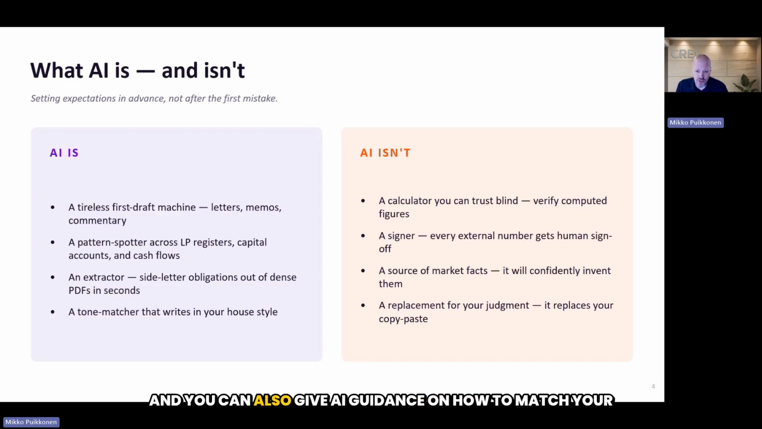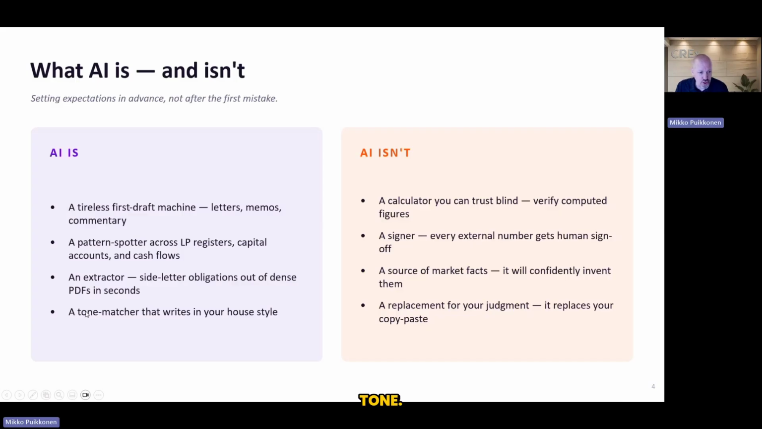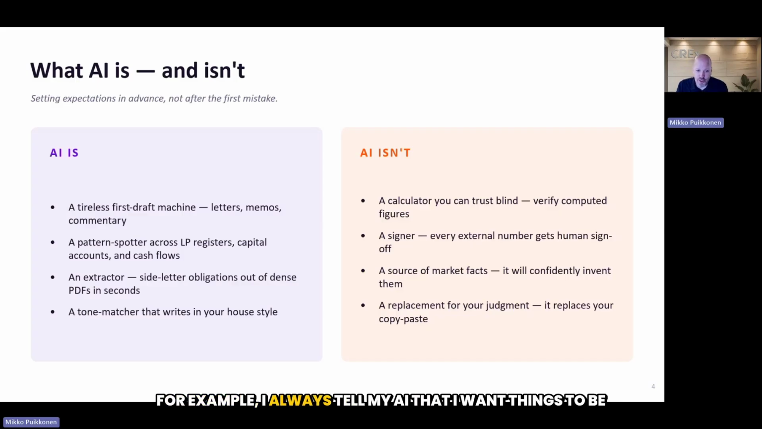You can also give AI guidance on how to match your tone. For example, I always tell my AI that I want things to be more brief, more punchy. That's really something I learned in making PowerPoints. I want them to be punchy, really short and to the point. But AI is not a calculator that you can trust blind. You need to verify the calculations.